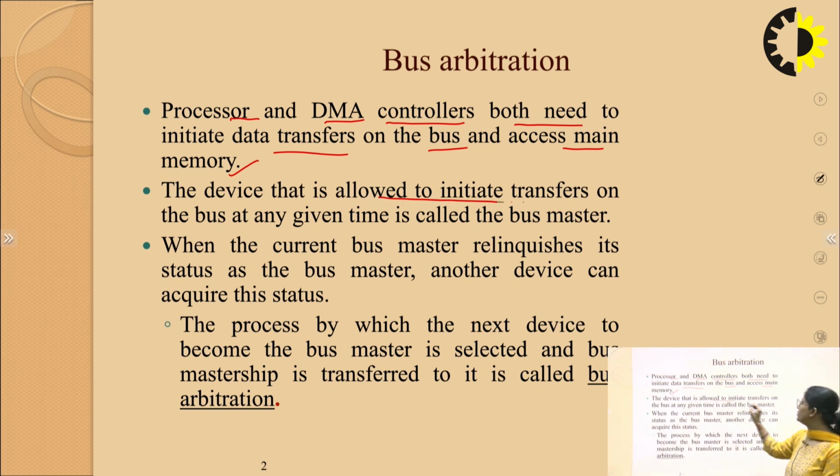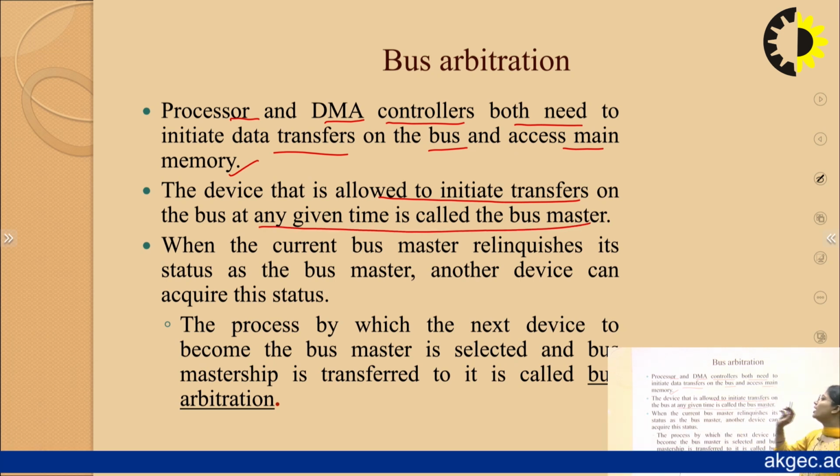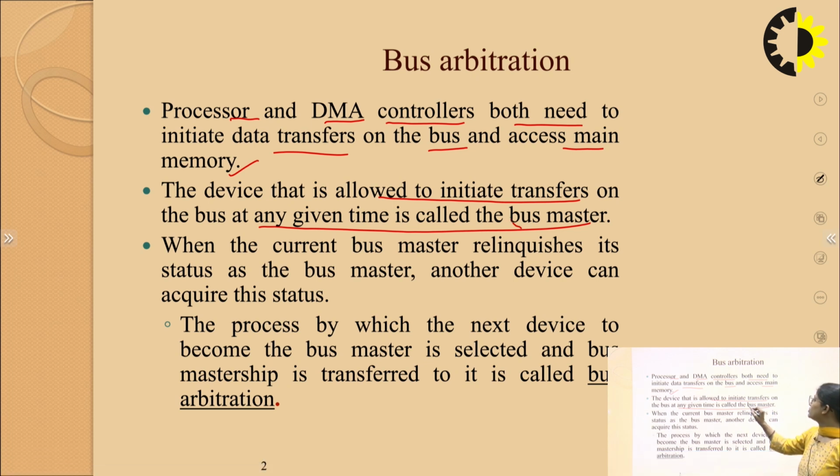The device that is allowed to initiate transfer on the bus at any given time is called the bus master. As data is flowing from one device to another, there may be a device which will initiate the data transfer. That device is always known as the bus master. Only one device will be the bus master at a time. When the current bus master relinquishes its status and says, now I am not the bus master, I have completed my task, then from the rest of the devices, one device will acquire the status of bus master.